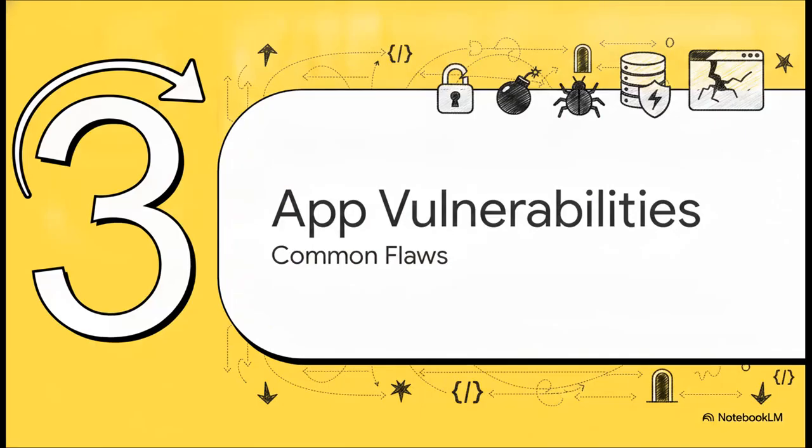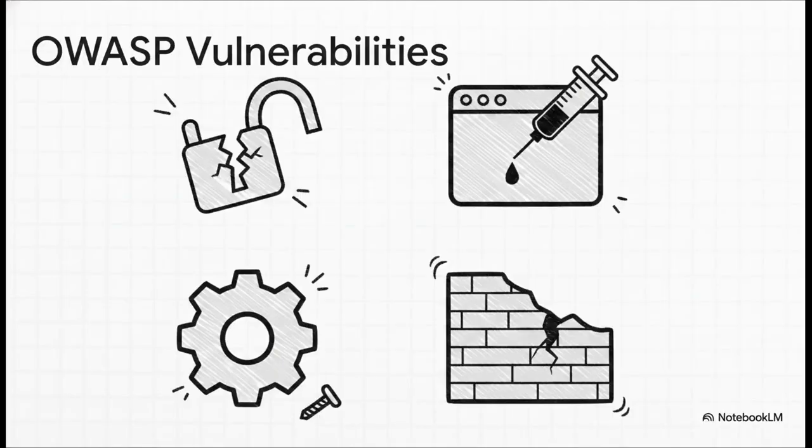Let's dive into Section 3, Common Application Vulnerabilities. We need to understand exactly how these attackers are exploiting software. To do this, security professionals look closely at the OWASP Top 10 list. OWASP represents this massive industry consensus on the most critical risks facing web applications today. The most common one right now? Broken access control, where systems just completely fail to enforce user restrictions.